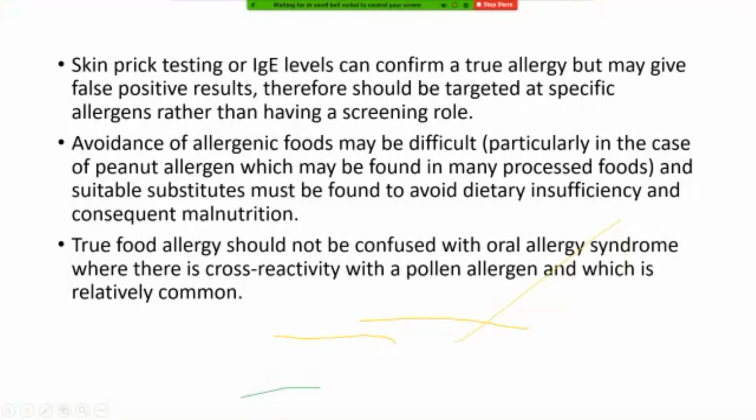So IgE levels and skin prick tests, as you know, are not regularly done for a specific allergen. They are not screening tests, but whenever you have a doubt, then only you will do it, even for food allergy. Avoidance is very important, especially of processed foods, if it is found to be an allergy. And true food allergy should not be confused with another entity called oral allergy syndrome, where there is cross reactivity, which is relatively common. So food allergy is different and oral allergy syndrome is different.